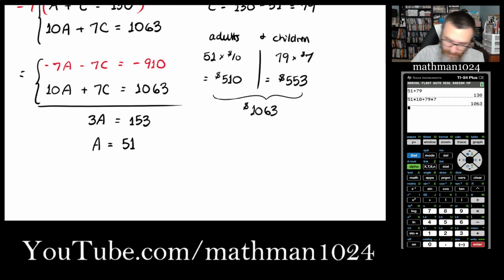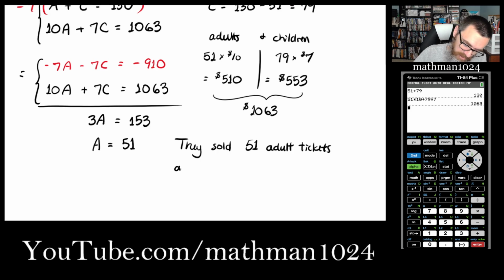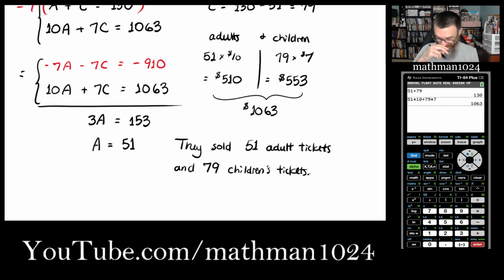All right, well, we can say they sold 51 adult tickets and 79 children's tickets. So there you go. Systems of equations working for us, not against us.